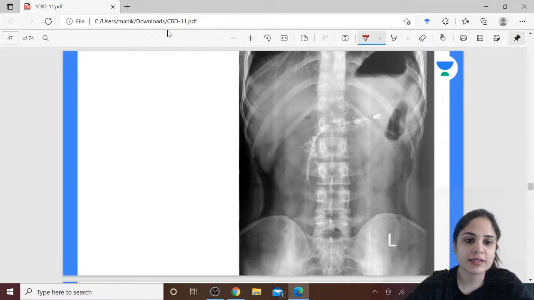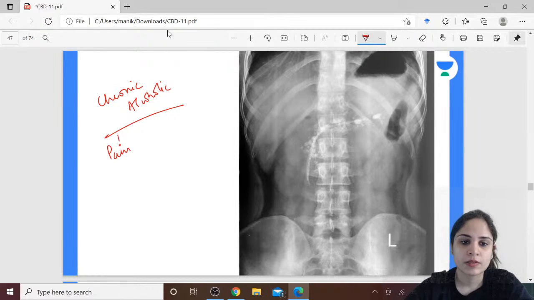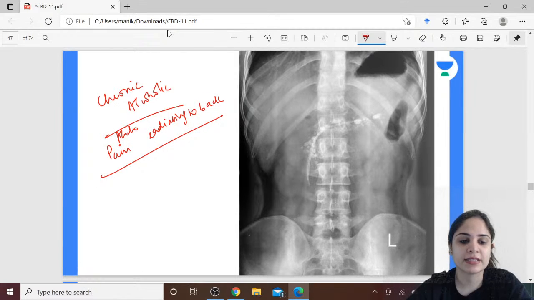This patient is coming to me, he is a chronic alcoholic, and he is coming to me with abdominal pain radiating to back. That much is given, you can easily identify the organ that we are talking about and then you can tell me the answer. That's what you just need to know.